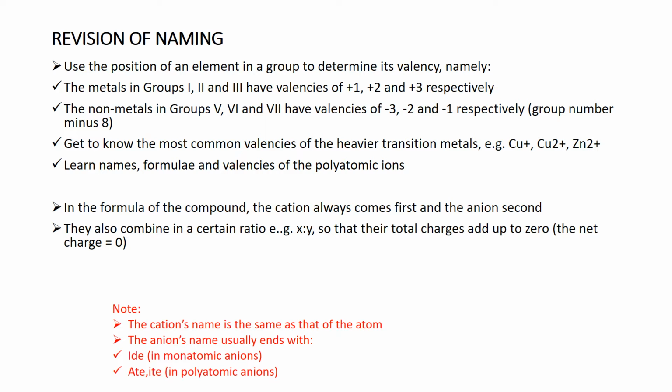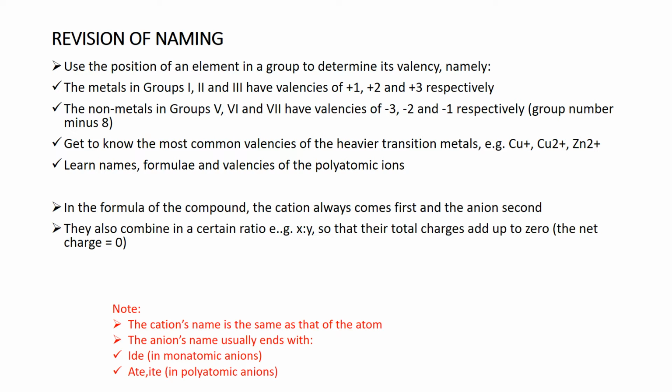Do you still remember how we name compounds? Use the position of an element in a group to determine its valency. To determine the valency for metals from group 1 to 3, the valencies are 1 to 3, so it's basically just the group number. For non-metals from group 5 to 8, you say the group number minus 8.